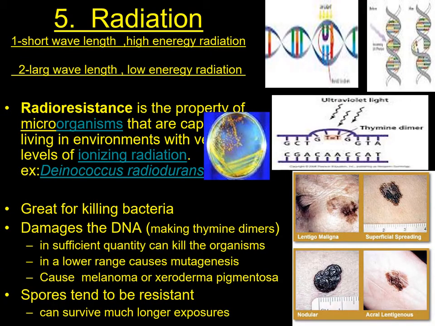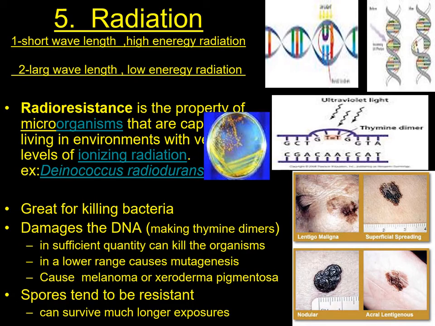The fifth factor physically affecting bacterial growth is radiation. There are two types of radiation, either short wavelength, high energy radiation or long wavelength, low energy radiation. Good examples of short wavelength are X-rays or gamma rays, while long wavelength is like UV light. There are some radioresistant microorganisms capable of living with a high level of ionizing radiation, like the bacterium shown here, known as Deinococcus radiodurans. Radiation is great for killing bacteria and is used for sterilization.